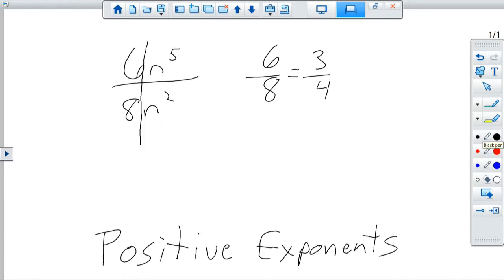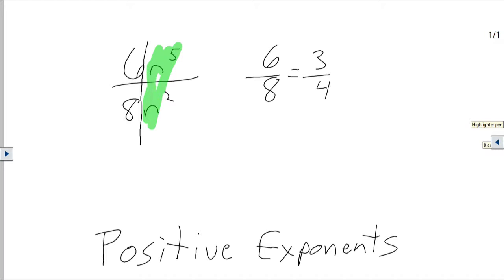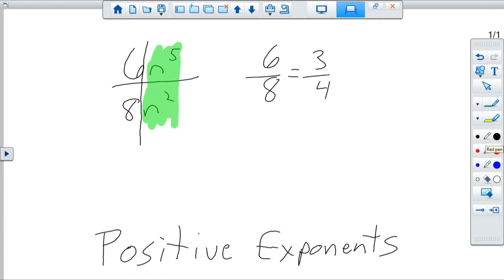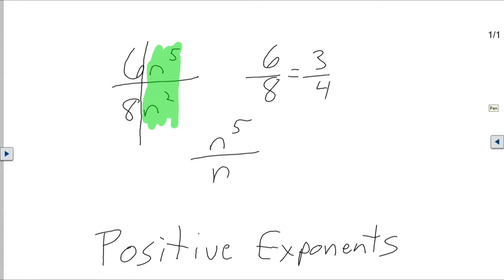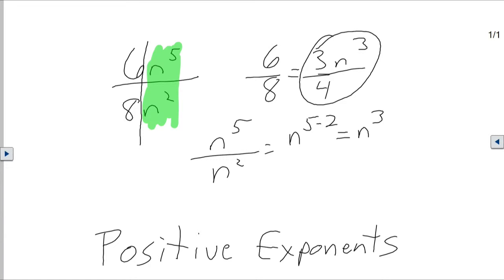Now, if we focus on the second part, n to the 5th over n to the 2nd, it's division, and we just learned in our previous lesson that when we want to divide, we have to subtract those exponents. So n to the 5th divided by n to the 2nd is n to the 5 minus 2 power, or more simply, n to the 3rd power. So what we end up with is 3/4 n to the 3rd power as our solution.